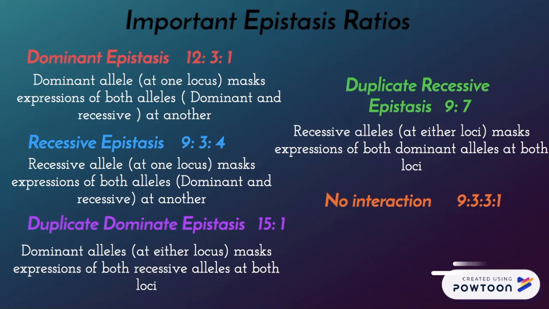Duplicate recessive epistasis has a ratio of 9 to 7. Recessive alleles at either locus mask expressions of both dominant alleles at both loci. And finally, no interaction epistasis has a ratio of 9 to 3 to 3 to 1.